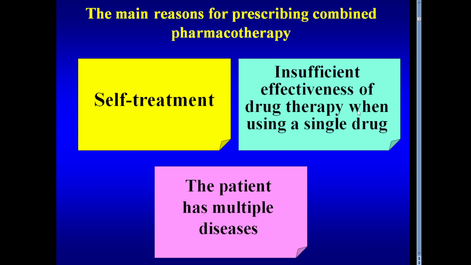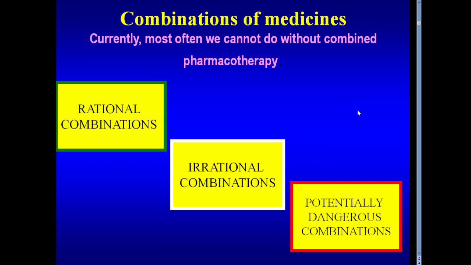The main reasons for prescribing combined pharmacotherapy are, first, insufficient effectiveness of drug therapy when using a single drug. It's clear. Second, the patient has multiple diseases. That is why we should use combined pharmacotherapy. And third, self-treatment. Self-treatment is treatment by the patient himself. A patient is not able to use combinations of drugs correctly. We should understand that currently, most often, we cannot do without combined pharmacotherapy.